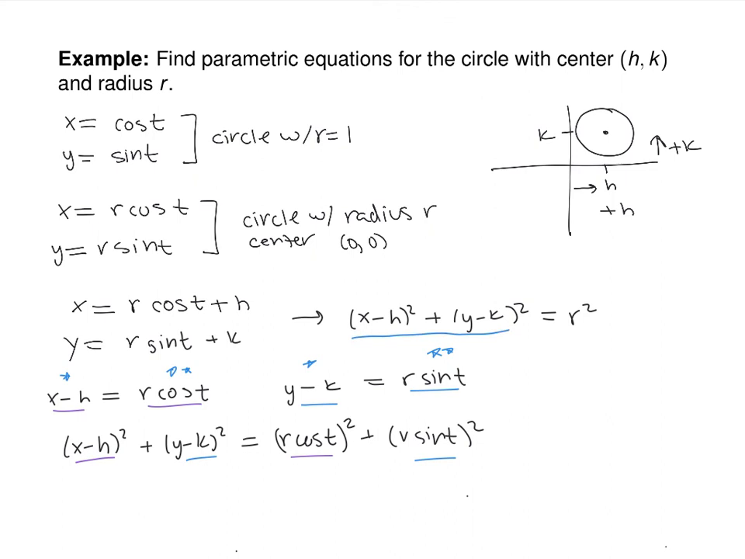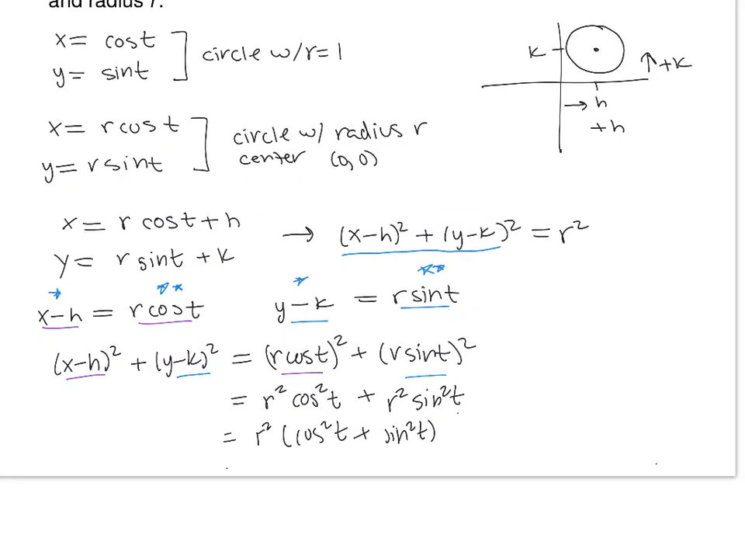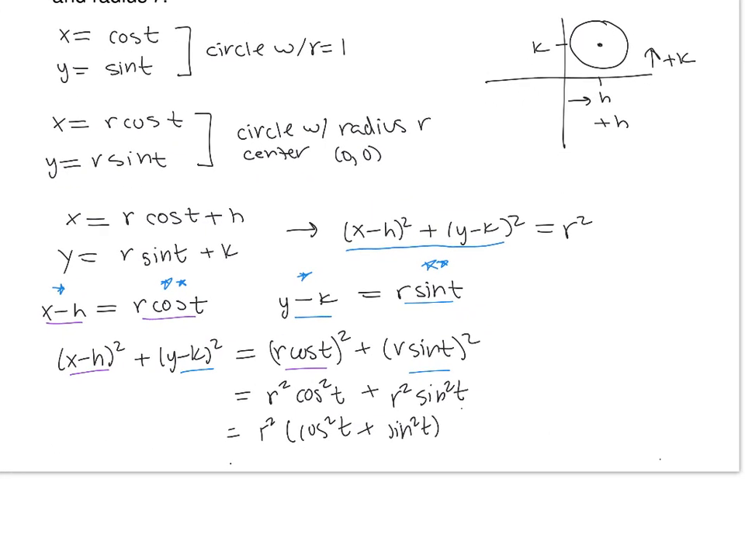But the right side is r squared cosine squared t plus r squared sine squared t, which is r squared times the quantity cosine squared t plus sine squared t. And cosine squared t plus sine squared t is equal to 1. So we get that this is equal to r squared. And so that shows that the parameterization that we thought would parameterize a circle of radius r centered at h, k did actually do what we needed it to do.